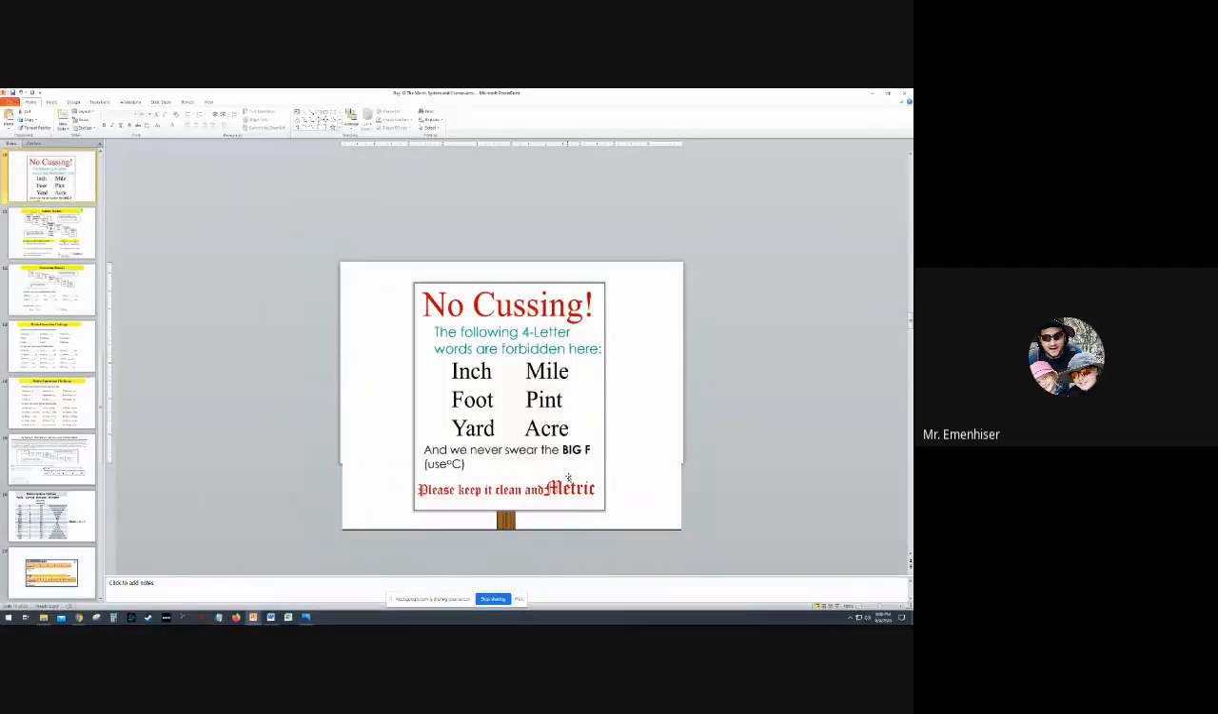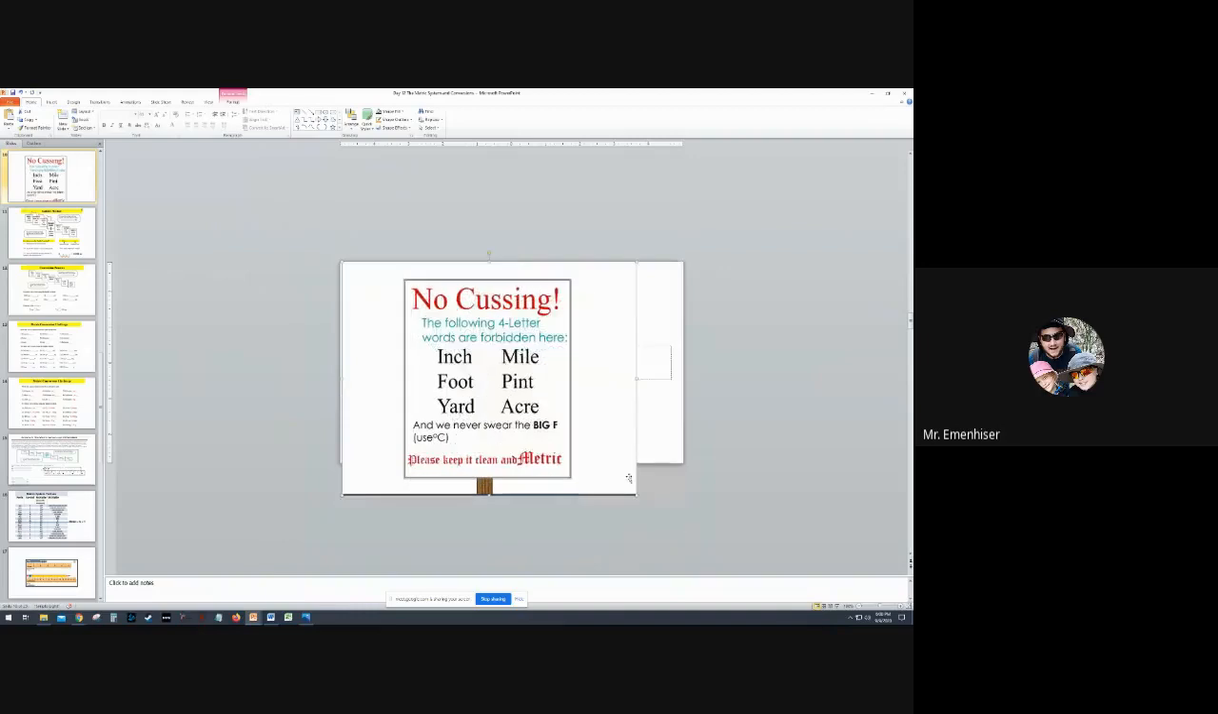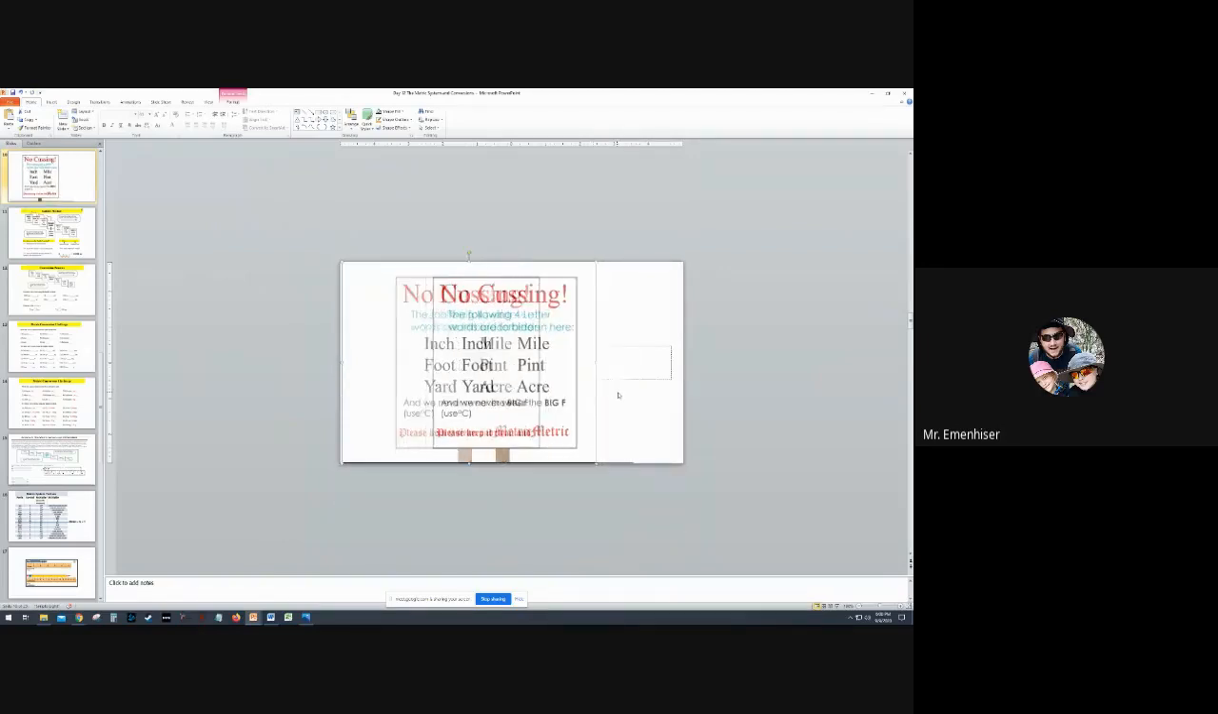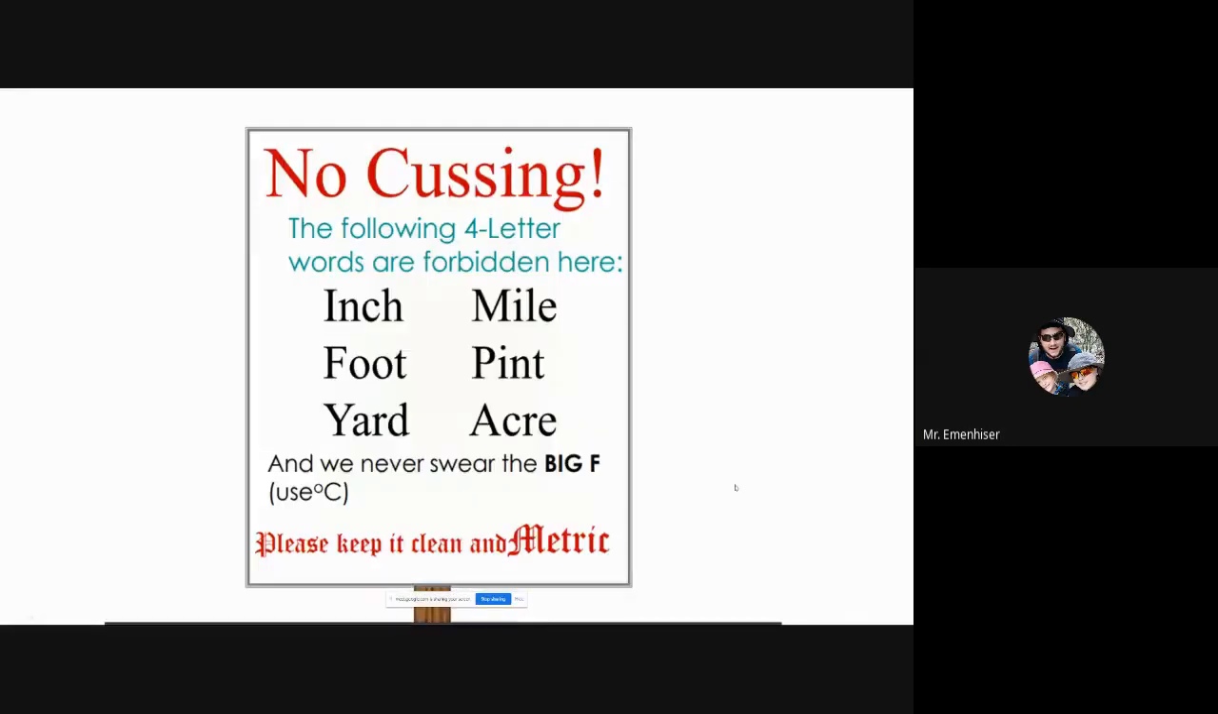Okay, and this is too big, so let me bring this down. There we go. Please keep it clean and metric. So we're talking about the metric system. So we don't want to be using any of these English units. Even though we might love them and we know them, we want to use the metric system. And most students aren't that familiar with the metric system. They've heard of it, they've done little things here and there, but there's a lot that they don't know.